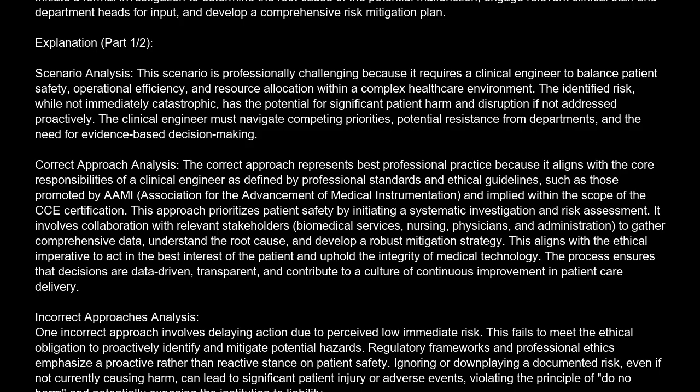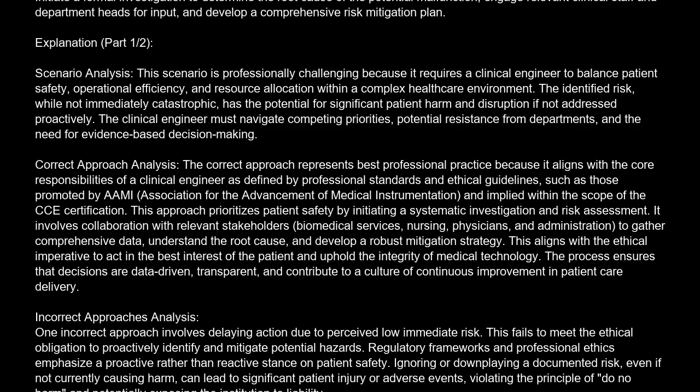The correct approach represents best professional practice because it aligns with the core responsibilities of a clinical engineer as defined by professional standards and ethical guidelines, such as those promoted by AAMI, the Association for the Advancement of Medical Instrumentation, and implied within the scope of the CCE certification.